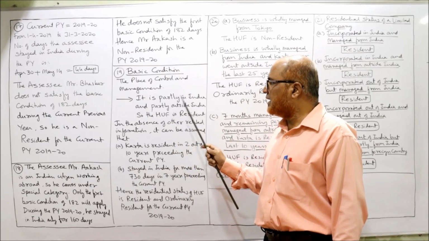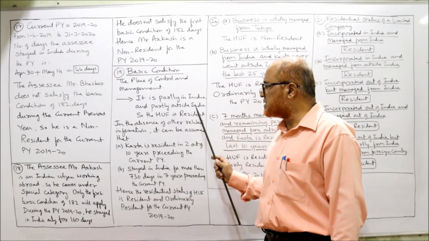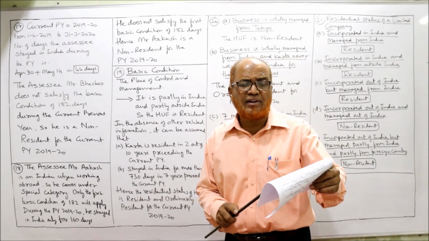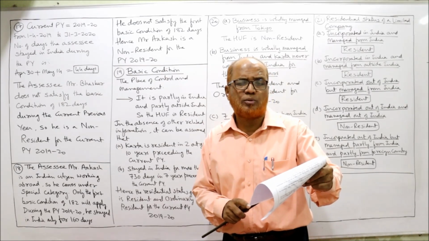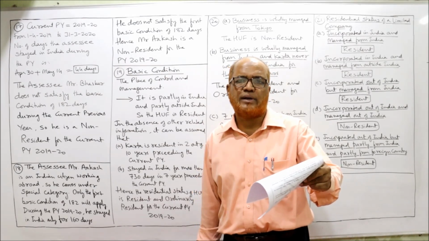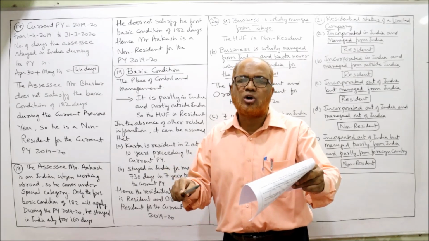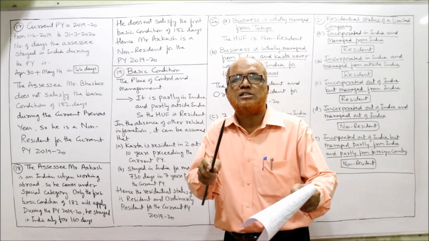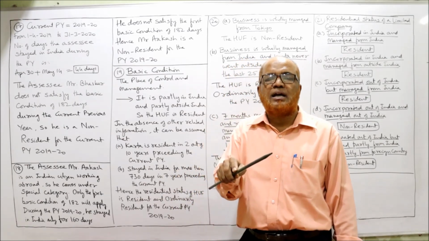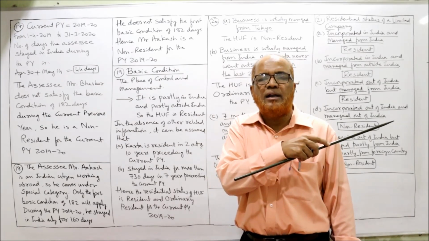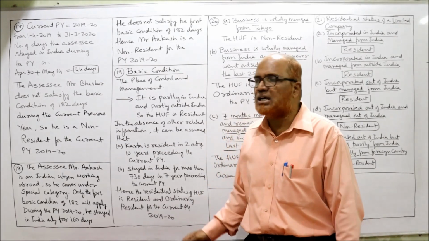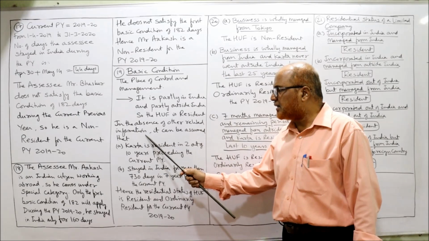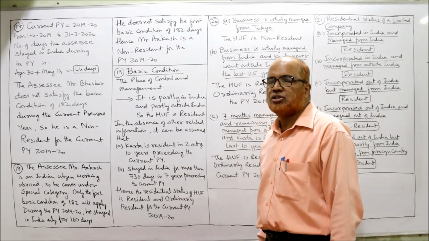It is partly in India and partly outside India, so the HUF is resident. In the problem it is given that the Karta visited Singapore from 5th October 2019 to 1/7/2020. That means up to 5th October 2019 it was managed from India. After 5th October 2019 it is managed outside India. So partly control and management is in India and partly outside India. So it is a resident HUF.